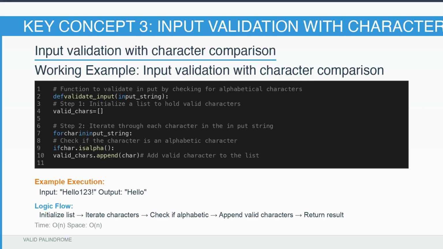Finally, we return the contents of our basket as a single string by joining the characters together. For example, if we input hello123, the output will be hello. All the non-letter characters are filtered out. This method ensures our input is clean and ready for further processing, like checking for a palindrome.